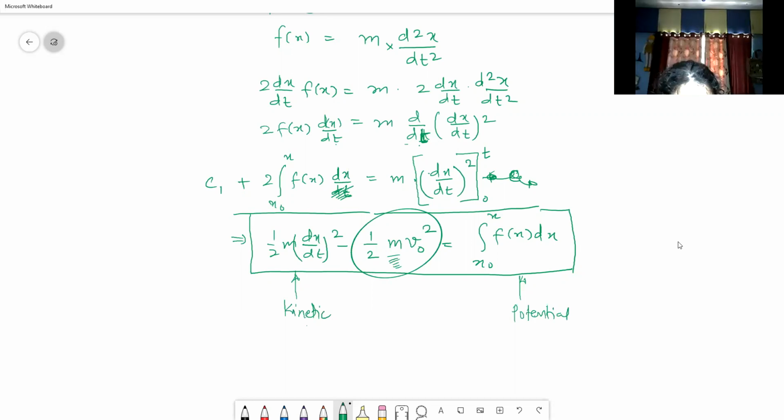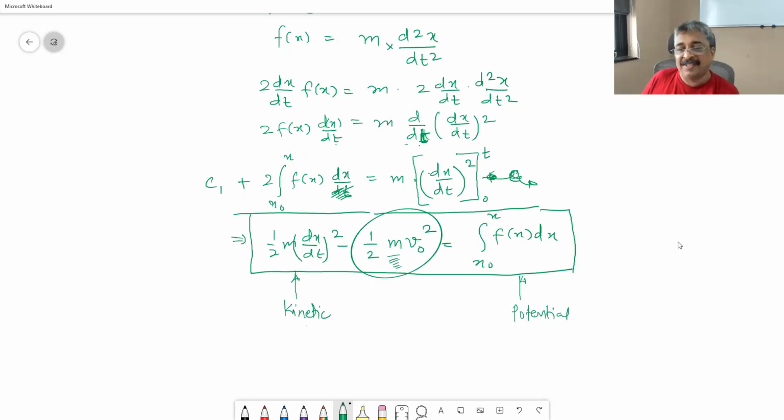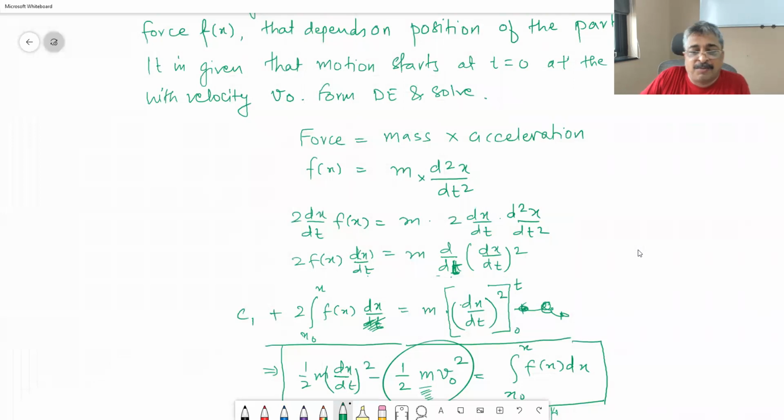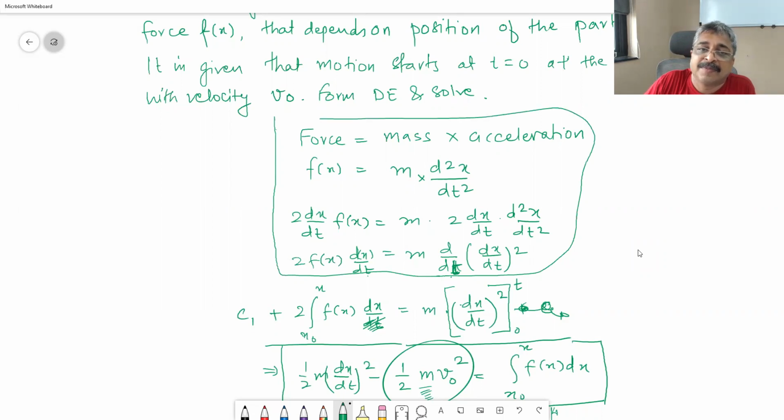Because f of x can also be written as minus du by dx, and if we write it like that, then we get potential energy. Yes. So my involvement is up to this part. This is mathematics. And then interpretation of this is physics. But it is one and the same. Falls in place. Just write it down.